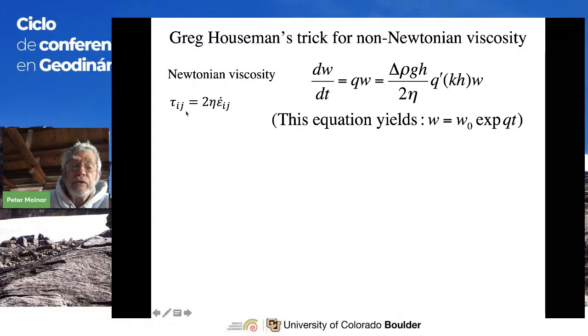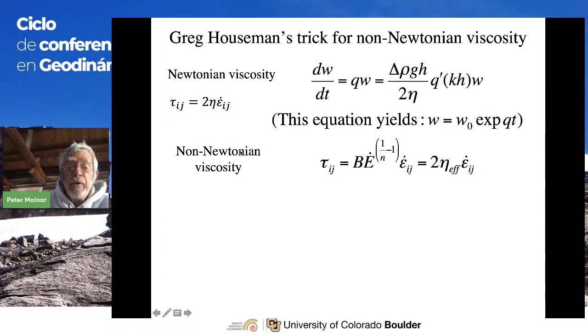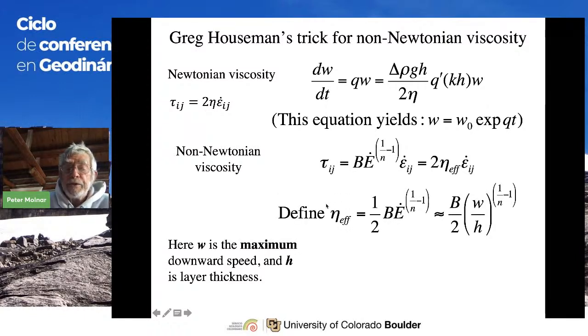Viscosity with Newtonian viscosity has this relationship. But for non-Newtonian viscosity, we have this very ugly relationship where we have a coefficient like a viscosity times the second invariant of the strain rate tensor times the strain rate tensor itself. And what we're going to do is substitute an effective viscosity, just take all of that and give it a number and plug it in. So we define the effective viscosity as a half B, second invariant raised to this power, this quantity in here divided by 2. That's our effective viscosity.